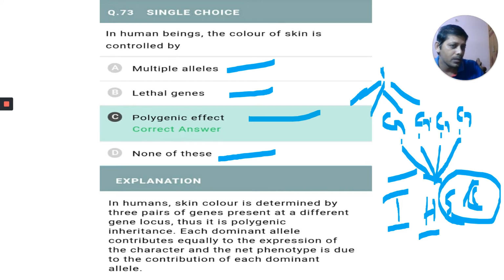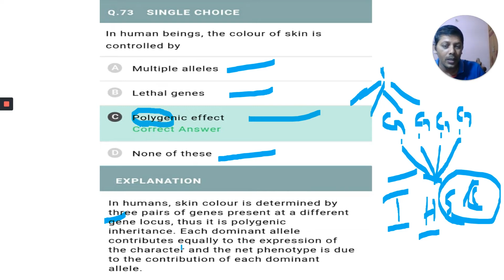The skin color is controlled by many genes, height is controlled by many genes, and intelligence is also controlled by many genes. In humans, skin color is determined by three pairs of genes, present at different gene loci. Thus it is a polygenic inheritance. Each dominant allele contributes equally to the expression of the character.